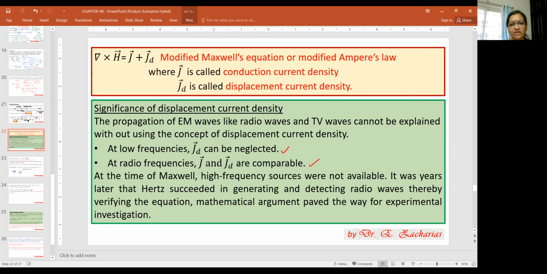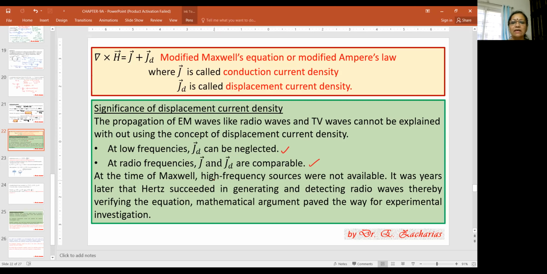Now, I was telling you, we can look at the genesis of the whole thing. If you look at the history of this displacement current density, it came out of the mathematical genius of Maxwell. Maxwell really did not come out with any new law. He took the already existing four laws, put them together, and applied dynamic conditions, and mathematically brought in this concept of displacement current density.